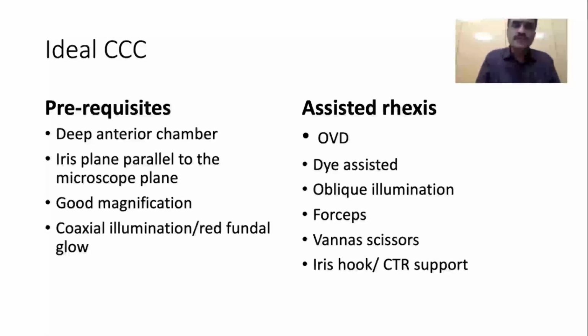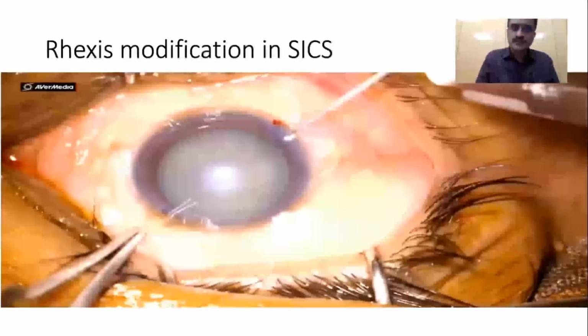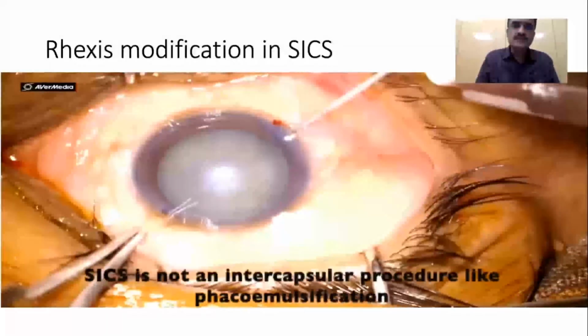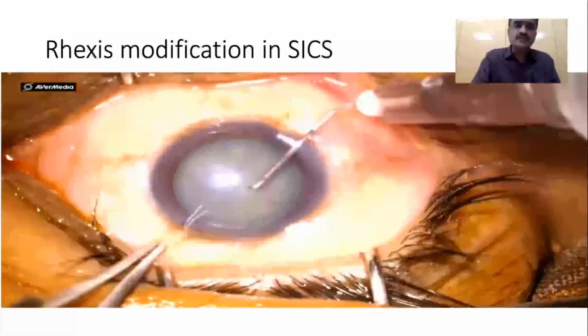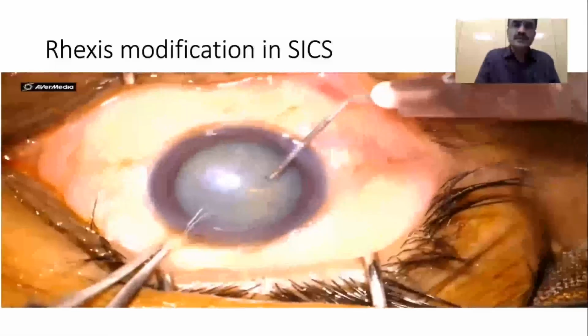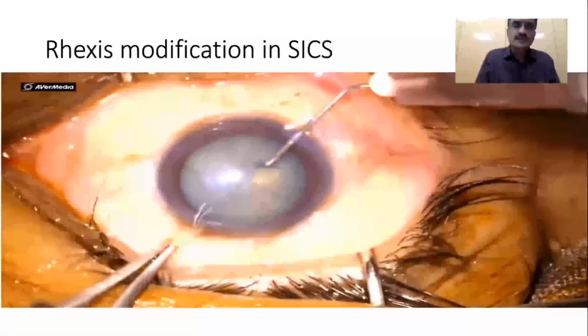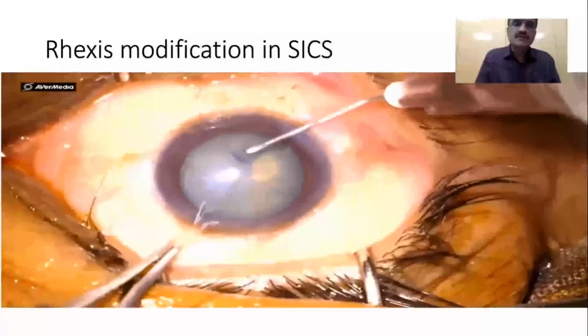In case of opaque cataracts, we might require assistance while executing the Rhexis with viscoelastic devices, dyes, oblique illumination, forceps, Vannas scissors in case of fibrotic capsules, or support to the capsule during Rhexis, either using an iris hook or a capsular tension ring. Now, small incision cataract surgery is an intercapsular procedure wherein the cataract has to be removed from the capsular sac, keeping the Rhexis margin intact, and it requires a lot of modification.